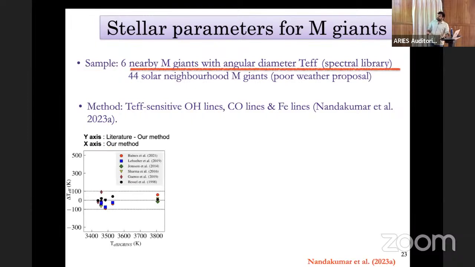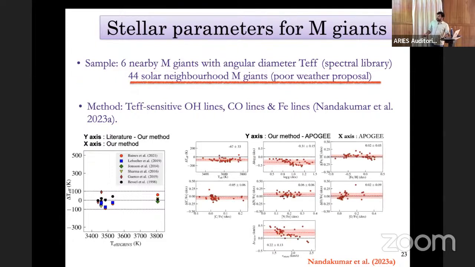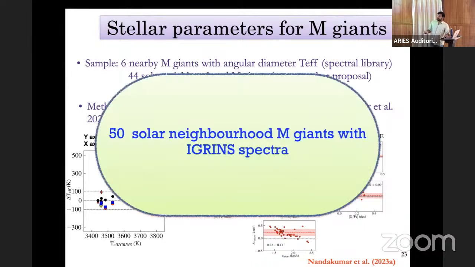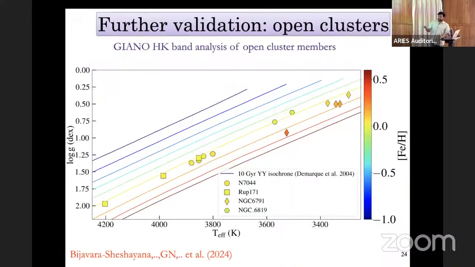And for the 6 nearby stars, we found temperatures to be consistent within 100 Kelvin for different methods, including the color temperature relation as well as interferometry. And for the 44 solar neighborhood M giant stars, there is a reasonable agreement between the values that we got and the APOGEE values. So it is clear that our method is working very well. And thus now we have around 50 solar neighborhood M giant stars with IGRINS spectra, which can be used as a catalog of benchmark samples.